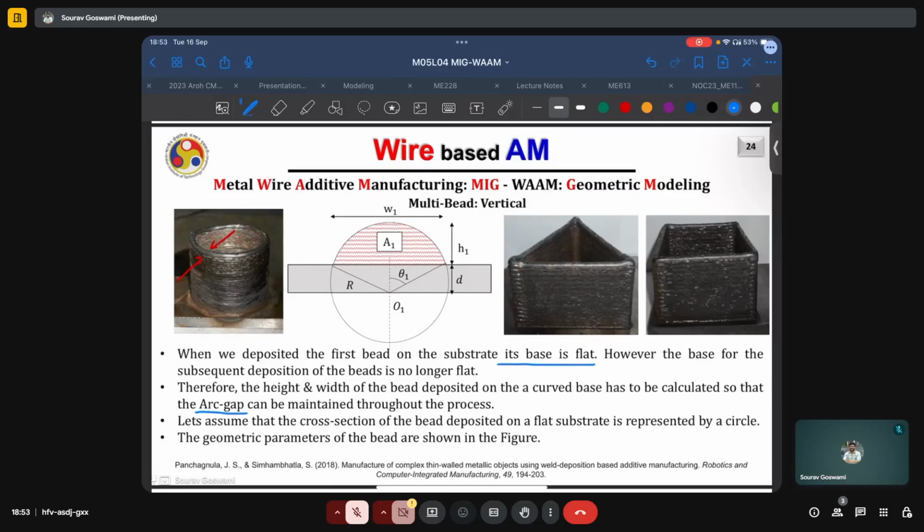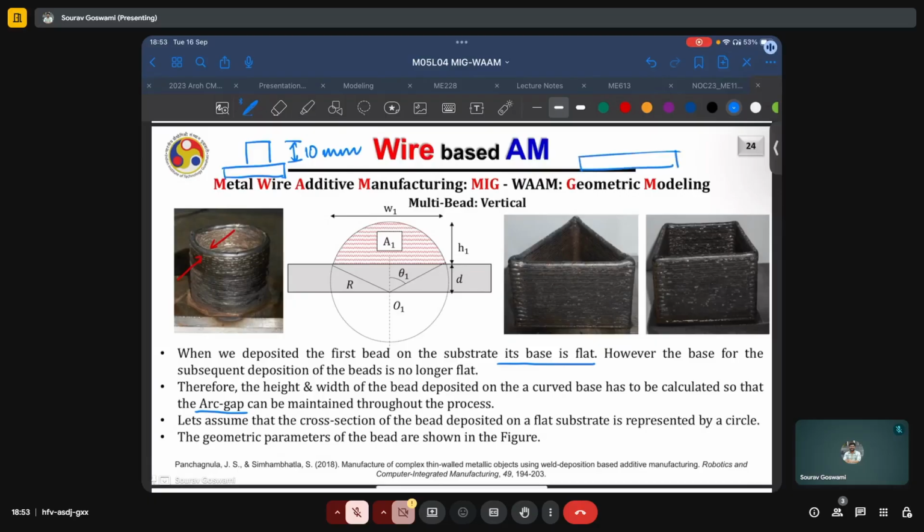Say you are to build even a simple geometry, and this height should be, say, 10 mm. When you deposit a single layer, you know from your experiments that the height of this single layer is 1 mm. So to build this 10 mm block, will I just need to deposit 10 layers?